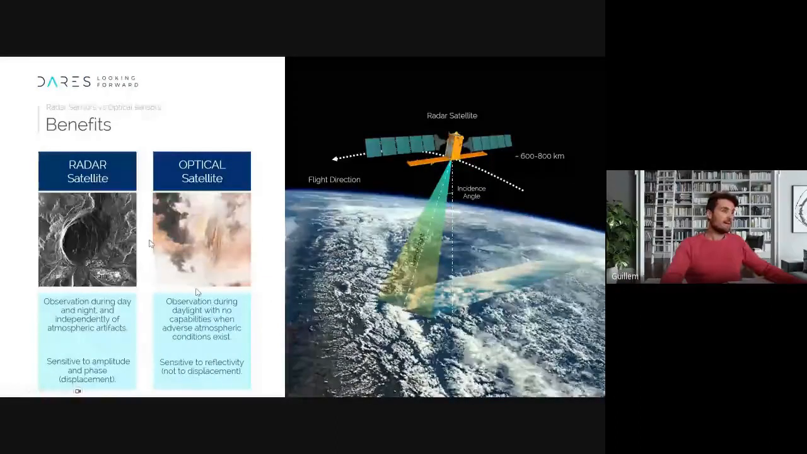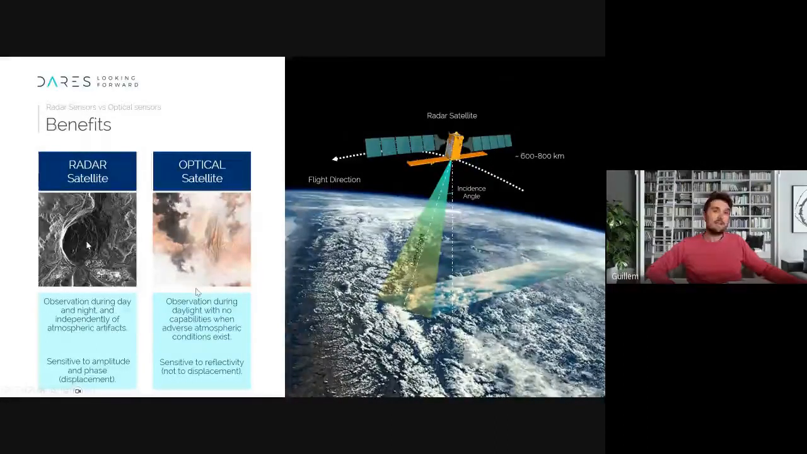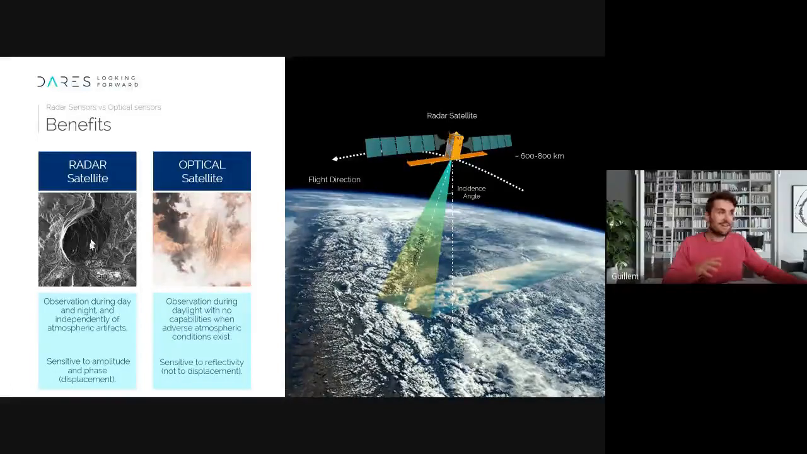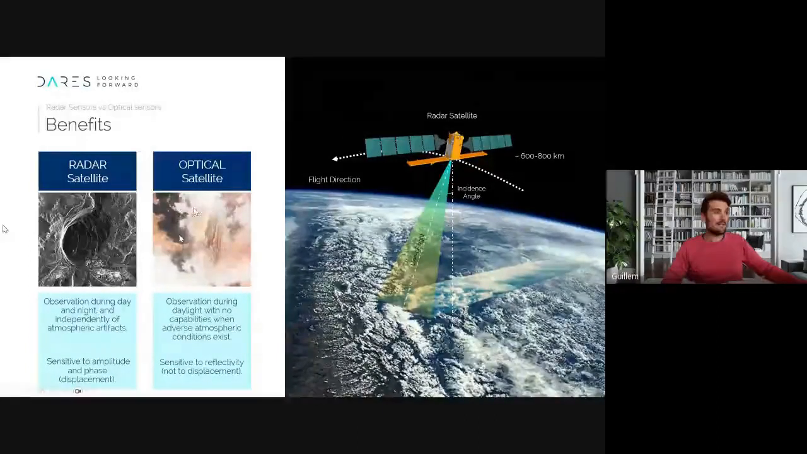Here we have an example of a radar image and an optical image. Since we are looking not in nadir, but from the side, the radar image is distorted, and the optical image is the typical image that we get.